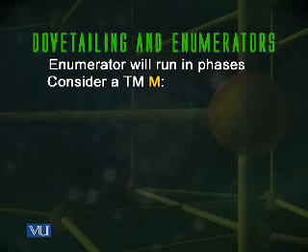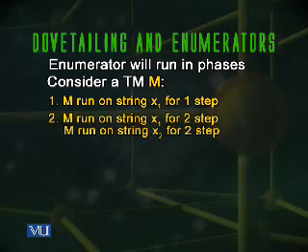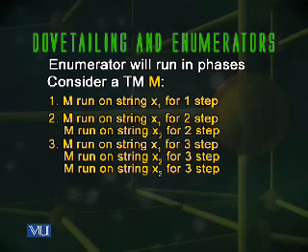Here is what we do. The technique of dovetailing goes as follows. The enumerator is going to run in phases. In phase number 1, it will run M on the first string x1 for 1 step. In phase number 2, it will run M on x1 for 2 steps, and it will also run M on x2 for 2 steps. In phase number 3, it will run the Turing machine M on x1 for 3 steps, on x2 for 3 steps, and x3 for 3 steps.